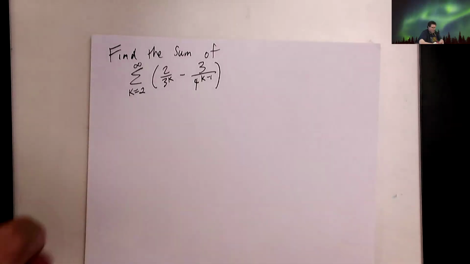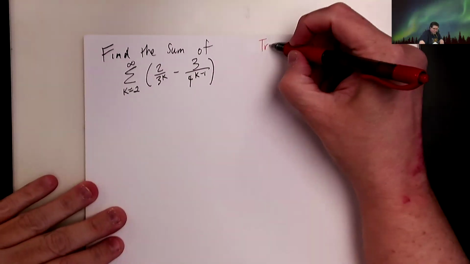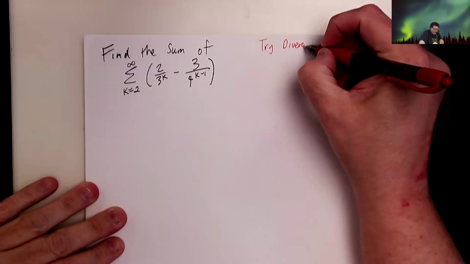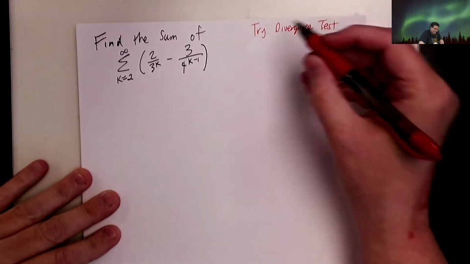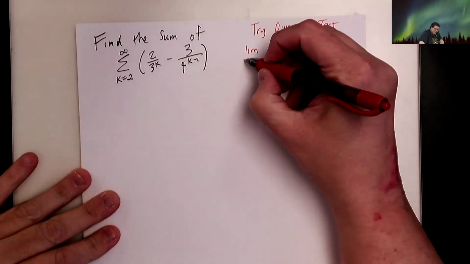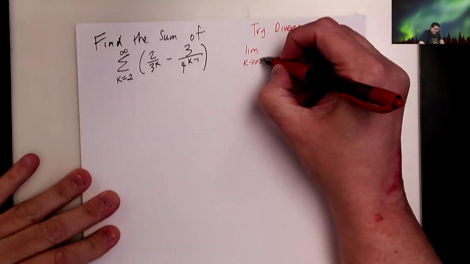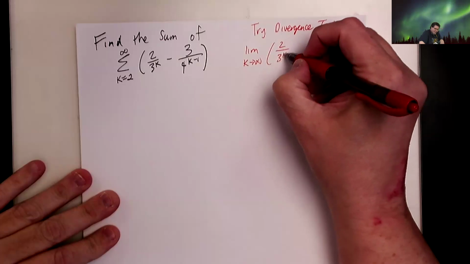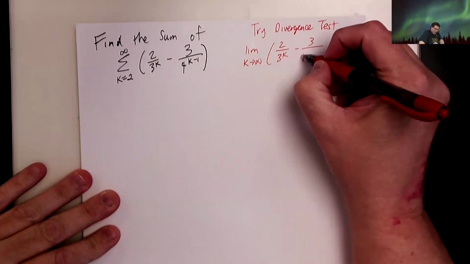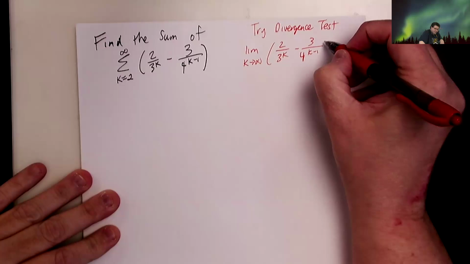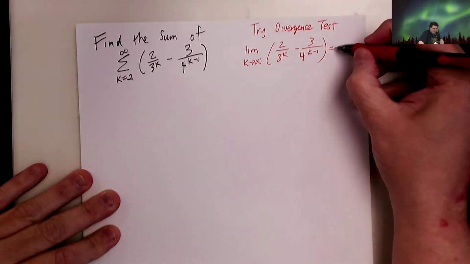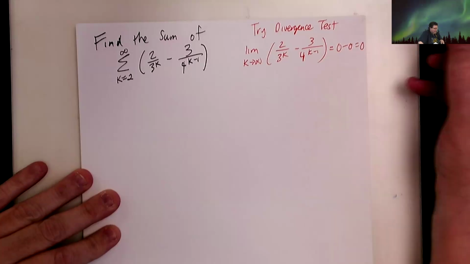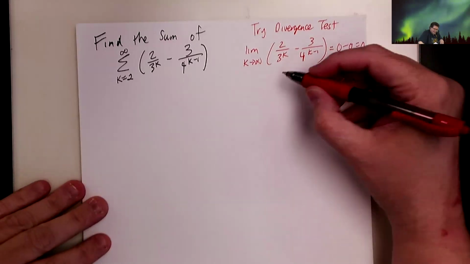Now, if we try the divergence test here, you can always try it and see if it's not going to work. The limit as k goes to infinity of 2/3 to the k minus 3/4 to the k minus 1 is going to be 0 minus 0, which is 0. So the divergence test doesn't tell us anything.